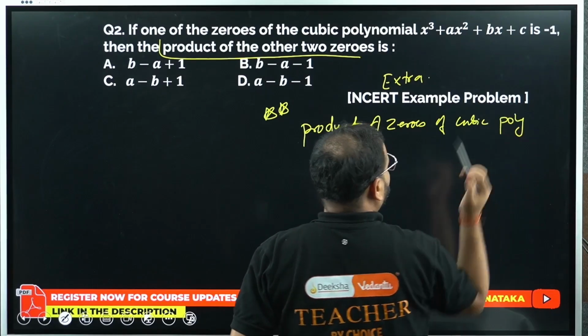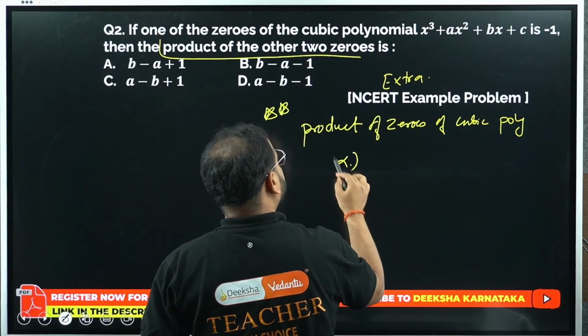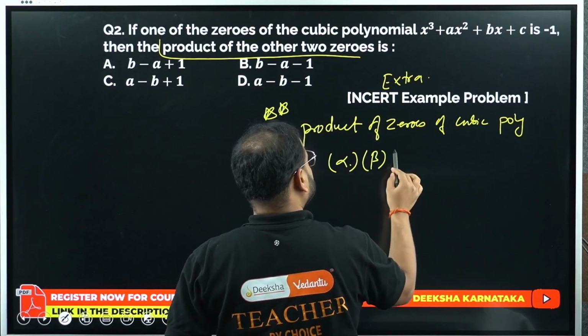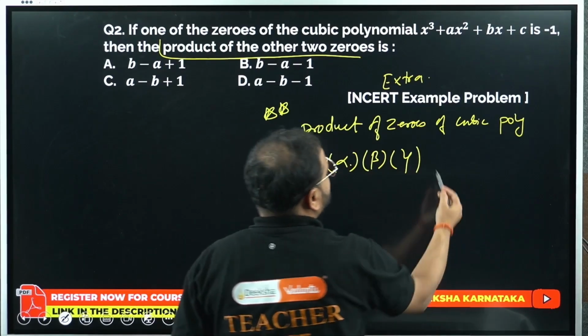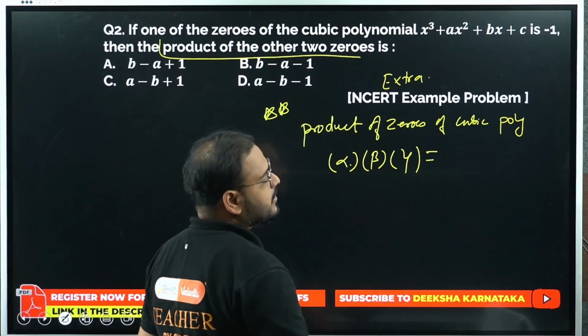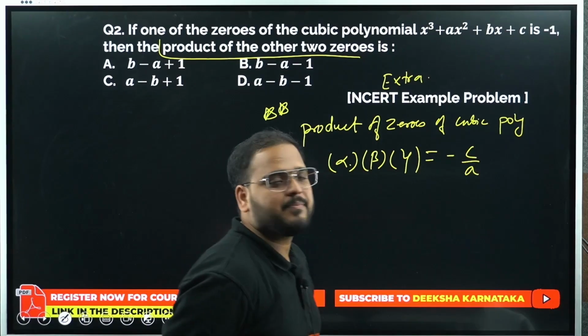Cubic polynomial. What is it? You'll have how many zeros? 3 zeros. So let's say alpha, beta and gamma. So what is going to be this result? Simply minus c by a.